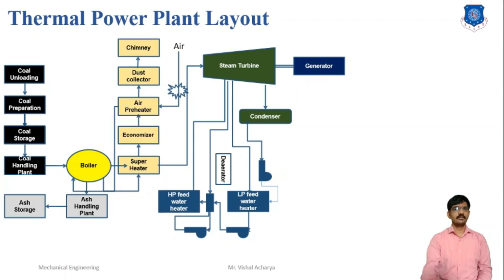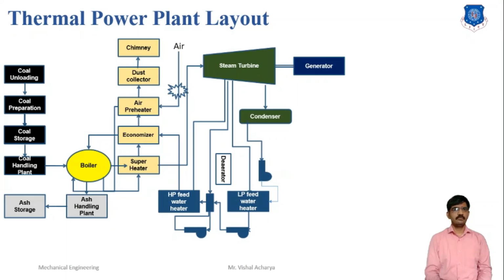Again, the feed water is transferred to the high pressure feed water heater. Here water is converted into higher temperature water with the help of extraction of steam at a higher point of the steam turbine. Here the feed water temperature is increased and then the feed water is transferred to the economizer. The economizer is a device which heats the water before it passes to the boiler, and the economizer transfers the water into the boiler. This is the feed water circuit.